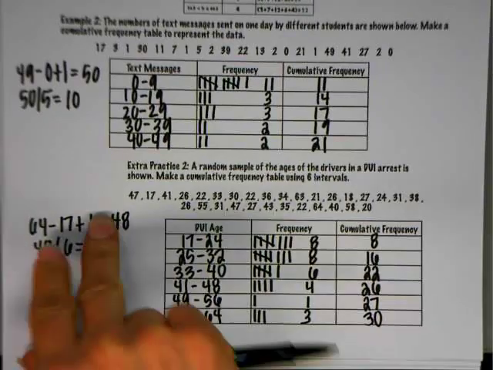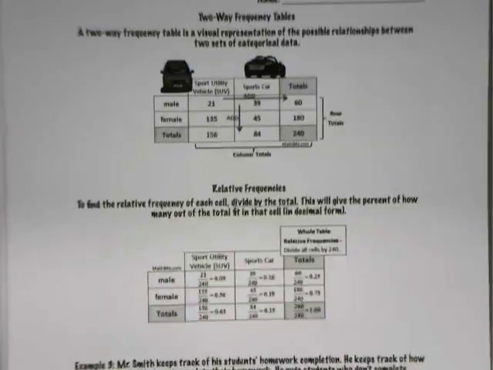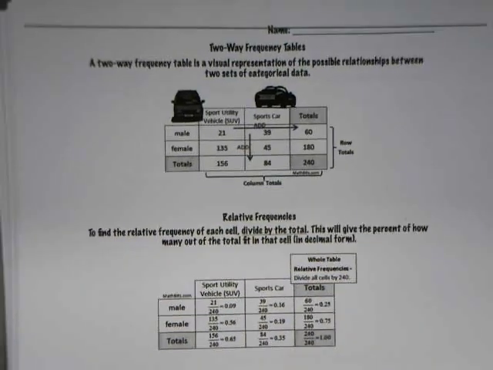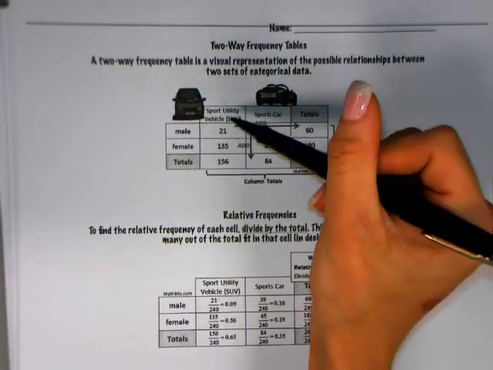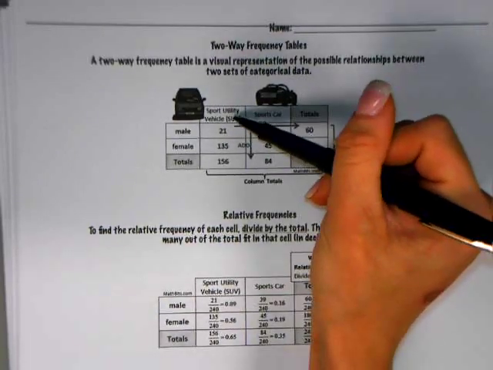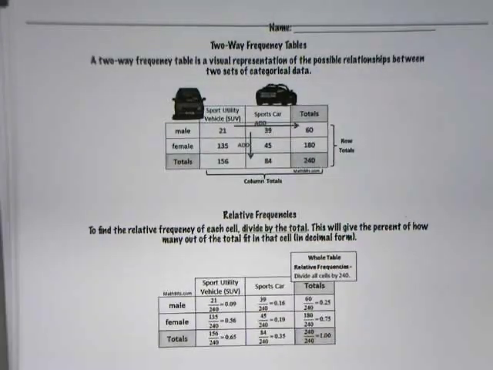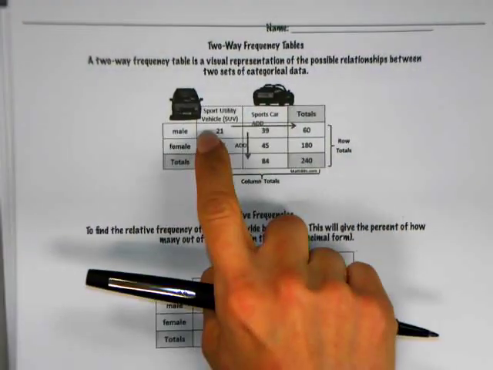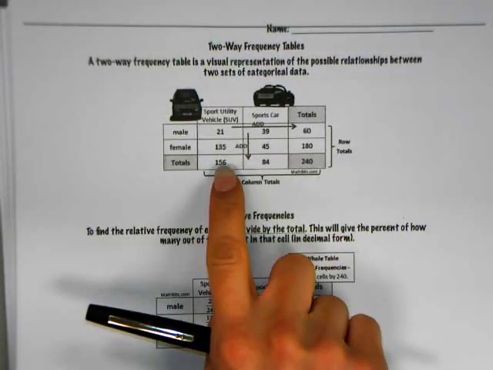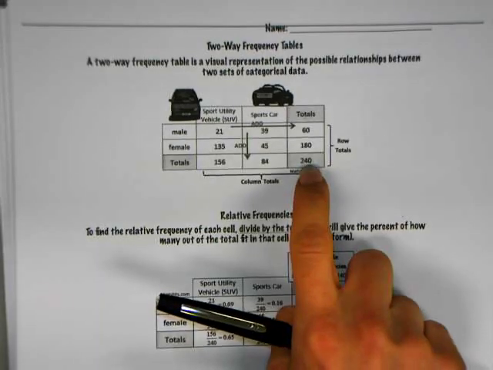All right, so let's go to the next page. So next is two-way frequency tables. That is where you basically have 2 qualitative categories. So here, look, we have SUV and sports car, and then we have male and female. And then each of the cells is where they meet, where they overlap. Okay? And then as you work your way across and down, you're adding, and this corner should be the total amount of everybody, right?